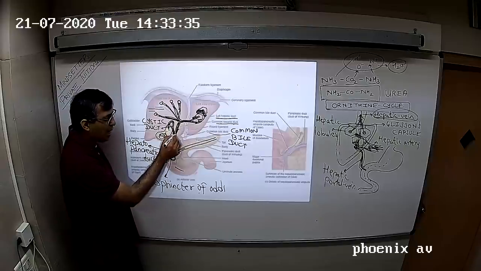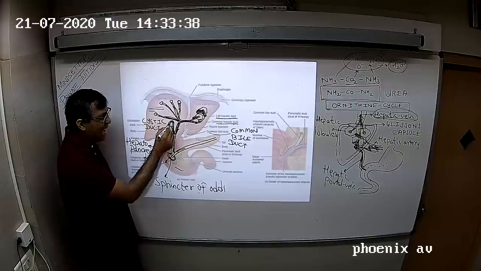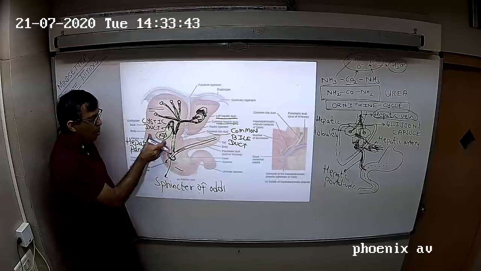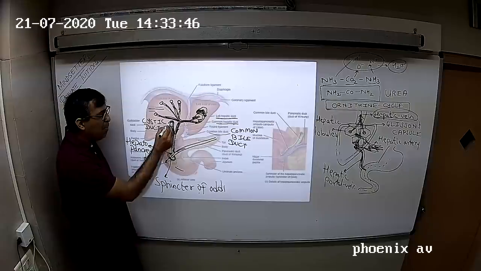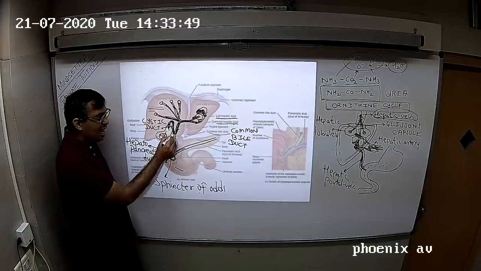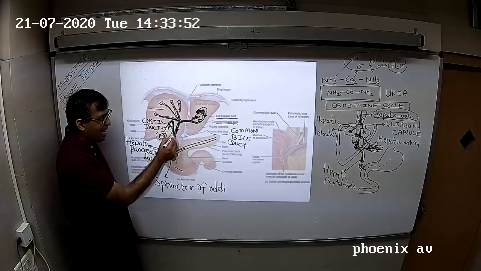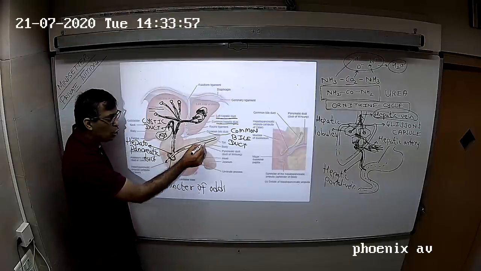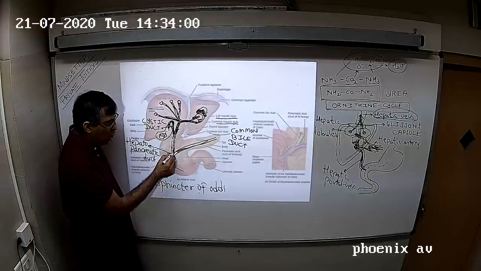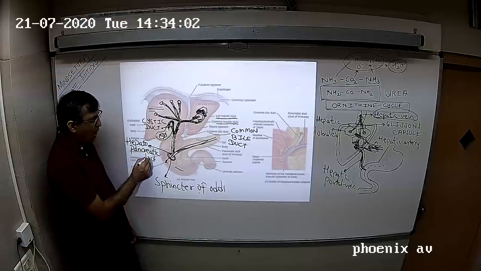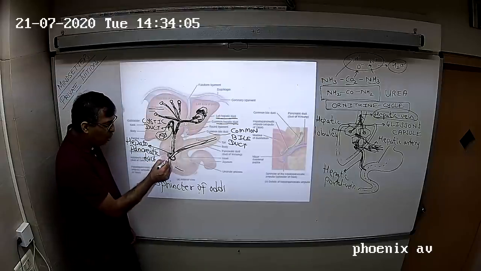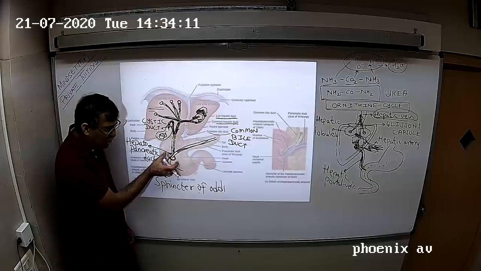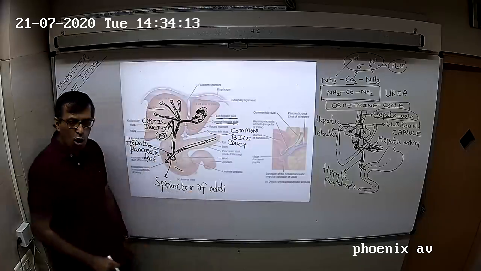The common hepatic duct passes bile by the cystic duct into the gallbladder. When food enters the duodenum, the gallbladder contracts and bile enters by the cystic duct and joins the common hepatic duct to form the common bile duct. The common bile duct joins the pancreatic duct to form the hepatopancreatic duct. And the hepatopancreatic duct opens into the duodenum guarded by a sphincter, which is called the sphincter of Oddi.